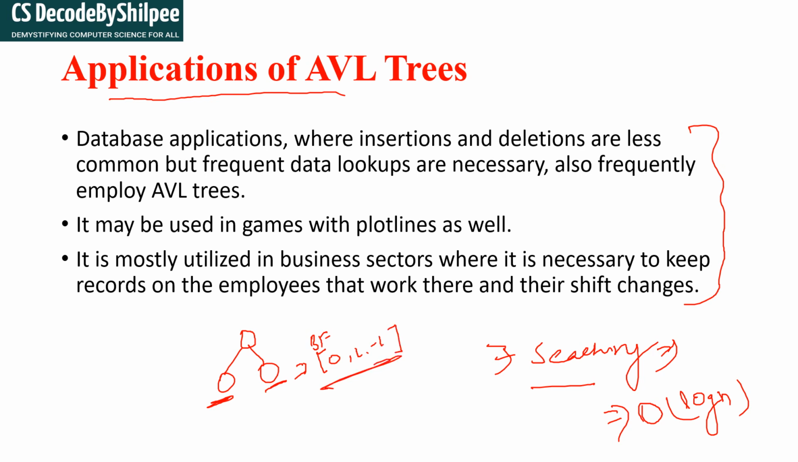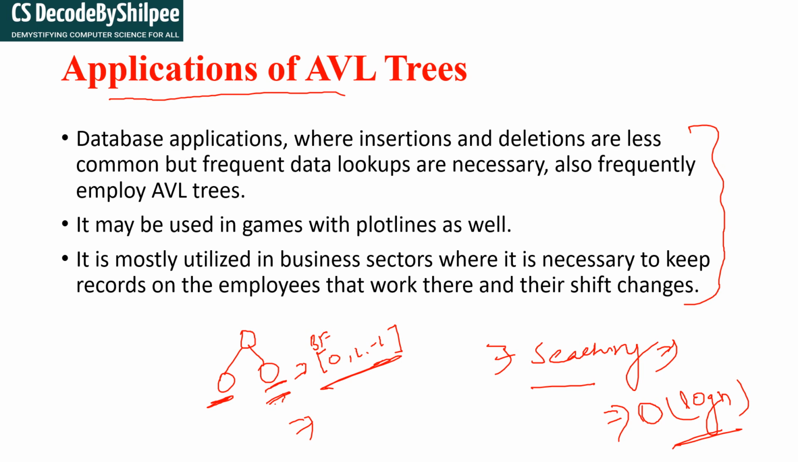Because of that you will always get a balanced AVL binary search tree, and the time complexity will be order of log n. In this situation you never get a skewed binary search tree, because you are maintaining height, right? The AVL binary search tree strictly follows the balance factor concept, meaning a strictly balanced binary search tree.